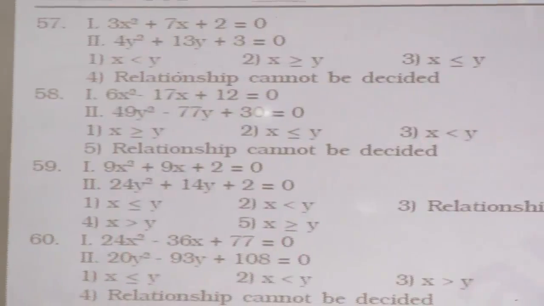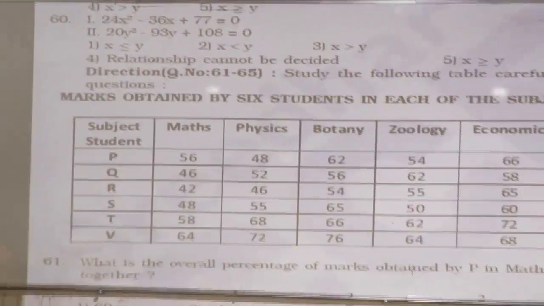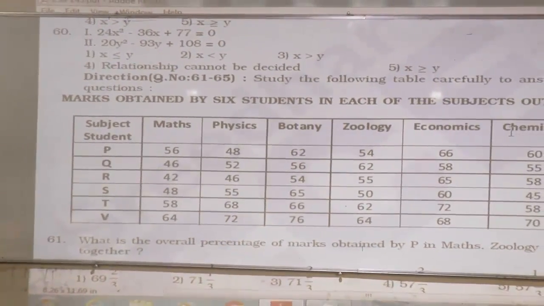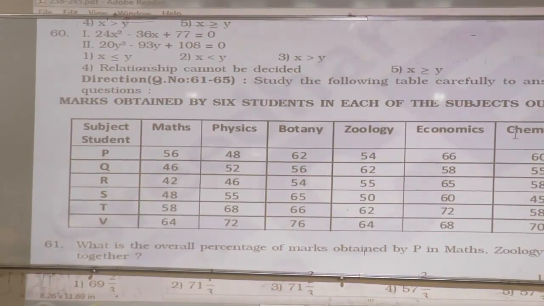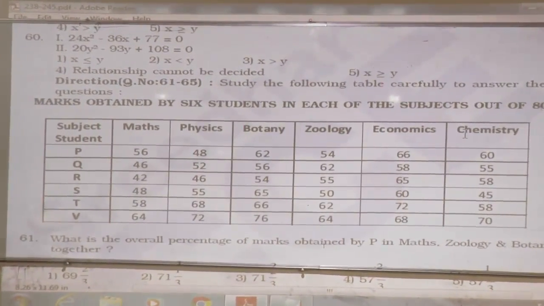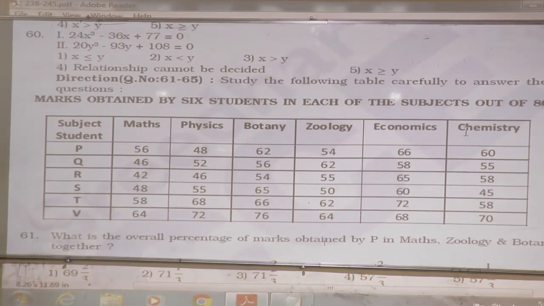Next, 61 to 65. Marks obtained by 6 students in each of the subjects out of 80. Physics, botany, physics, maths, physics, botany, geology, economics, and then chemistry. Are these marks obtained? Or percentage? These are marks only. And for each subject, are the total number of marks the same? Yes. Should be the easiest question in the table.